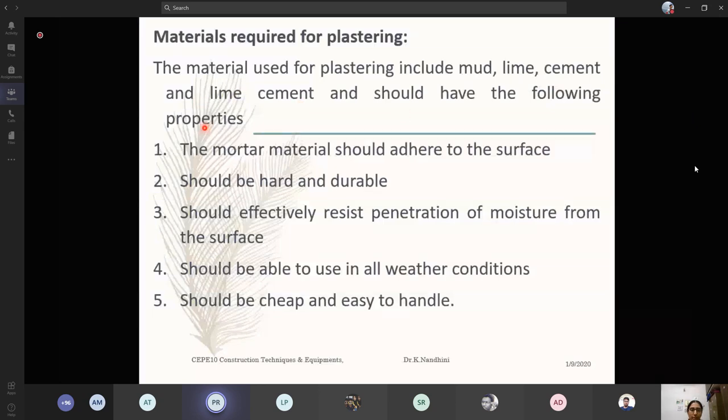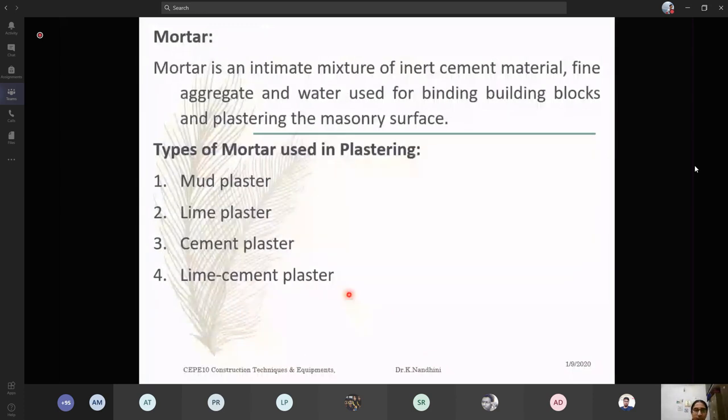They have the following properties. The mortar material should adhere to the surface. It should be hard and durable. It should effectively resist penetration of moisture from the surface, and should be usable in all weathering conditions. If you are giving a basic plastering coat, some people leave their house only with the plastering coat, without giving anything else. You have to make sure that it suits all the weather conditions. It should be cheap and easy to handle.